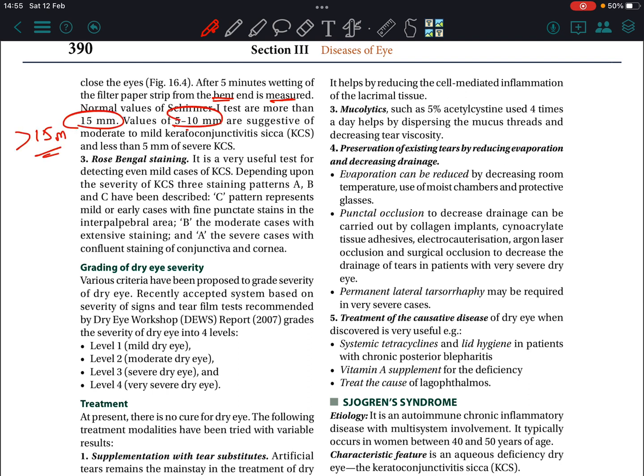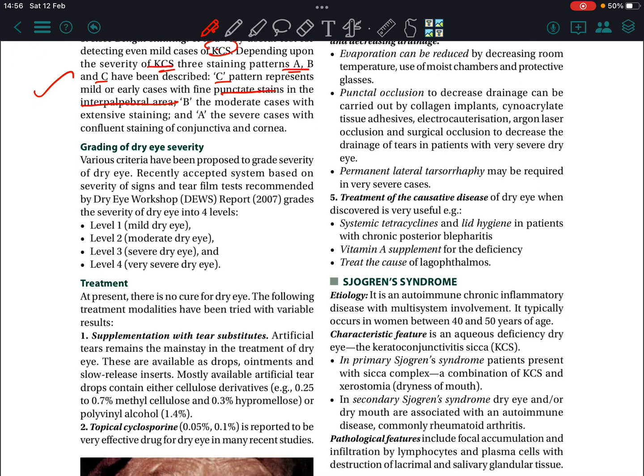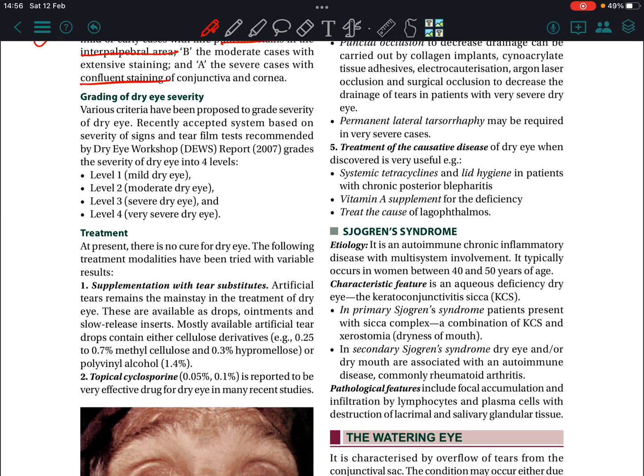Values of 5 to 10 mm are suggestive of mild to moderate keratoconjunctivitis sicca (KCS), and less than 5 mm is severe keratoconjunctivitis sicca. Rose Bengal staining is a very useful staining for detecting even mild cases. Depending upon the severity, 3 staining patterns, A, B, C, have been described. C pattern represents a mild or early case with fine punctate stains in the interpalpebral area. B, a moderate case with extensive staining. A, a severe case with confluent staining of conjunctiva and cornea. Grading of dry eye: level 1 mild, level 2 moderate, level 3 severe, level 4 very severe.